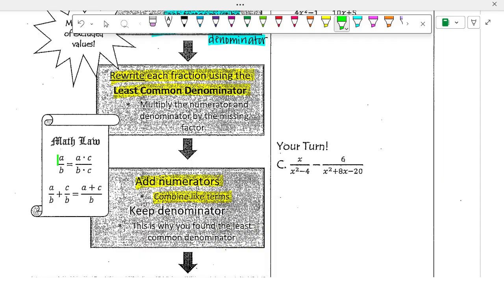So remember, if you have a fraction A over B, it's essentially the same fraction if you multiply the same value to the top and the bottom. Same thing if you're doing A over B plus C over B. It's the same thing as A plus C over B. You can combine them all into one fraction.